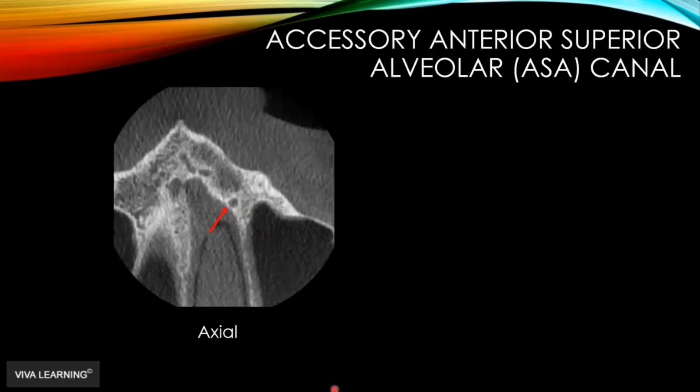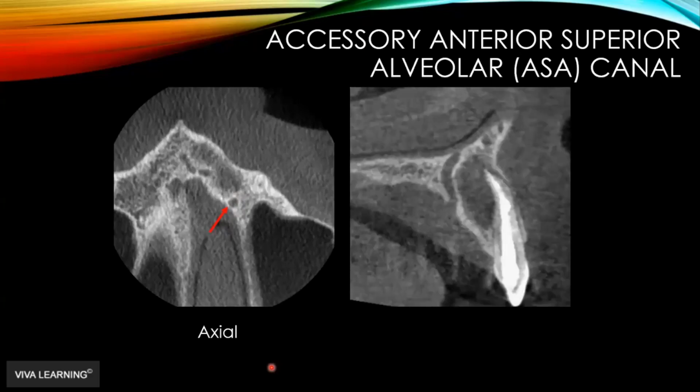We can see accessory canals anteriorly. This is an anterior superior alveolar canal. This is a small field of view. This is the maxillary left canine, number 11, and this large neurovascular channel right here. And you can see in the sagittal view here that it exits on the palate. So we just need to be aware of these accessory canals that may have some impact, particularly if we're placing implants.